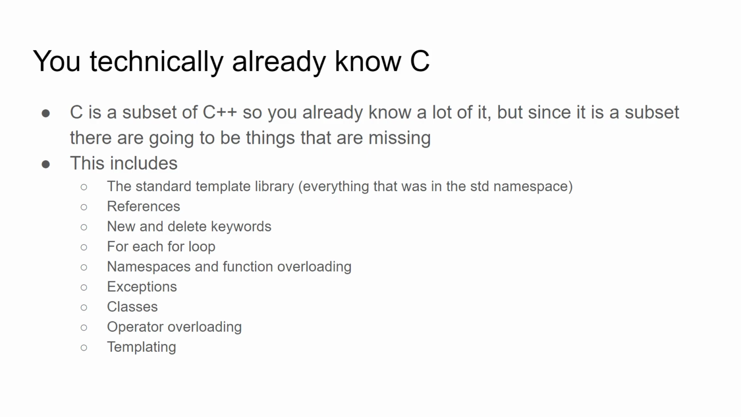There's no new and delete anymore. There are other functions used instead. There's no for each for loop. The only for loop that exists is the index-based for loop. There are no namespaces and no function overloading. There are no exceptions, there are no classes, there's no operator overloading, and there's no templates. So you can see that writing C-style code is going to be quite a bit different, because a lot of the stuff you've been relying on up until now just does not exist anymore in C. And so things get a little bit more challenging.